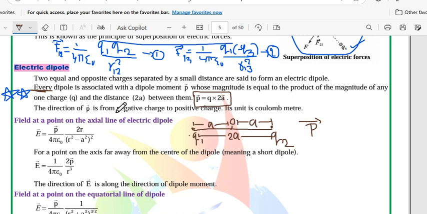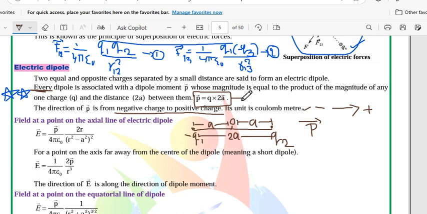See, the direction of P bar is from the negative charge to the positive charge. They have mentioned here that the direction of the dipole moment is always from negative to positive. So let us consider this Q1 as minus Q and this as plus Q. So the direction of dipole moment is always from negative charge to positive charge.